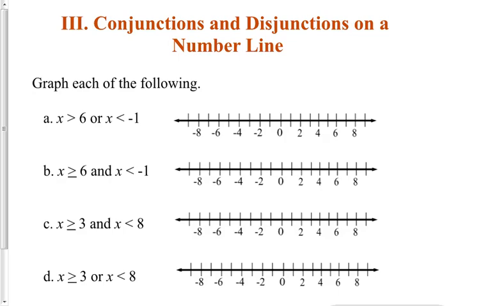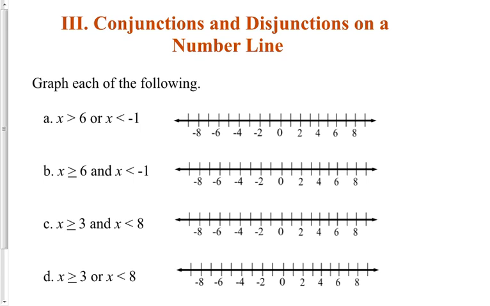Next, we're going to look at how conjunctions and disjunctions relate to a number line and inequalities. So our goal here is to graph each of the following inequalities. In part A, it says x is greater than 6 or x is less than -1. Since we're using the word or, we know that one or the other statement could be true. So we need to graph these inequalities separately.